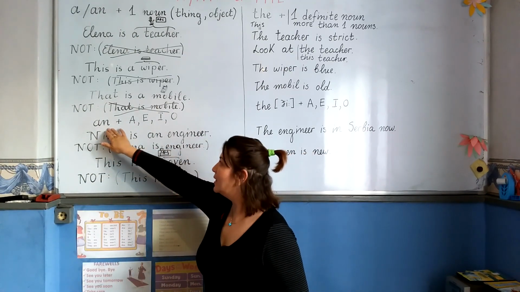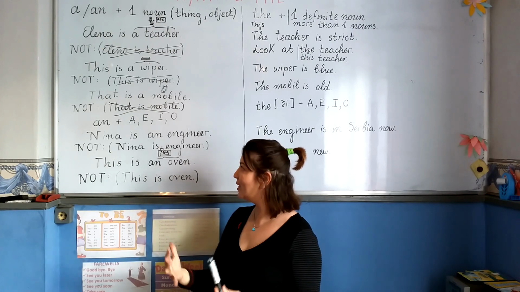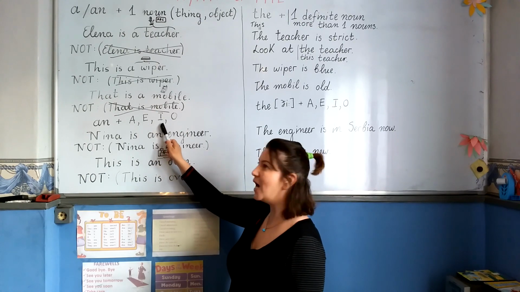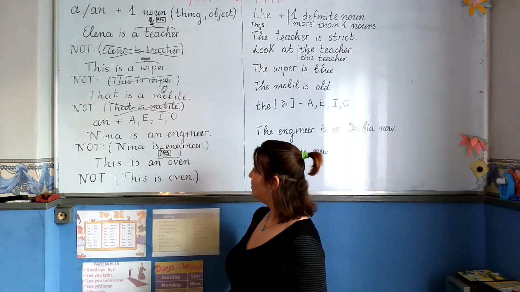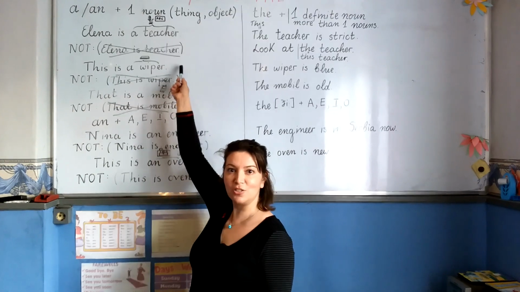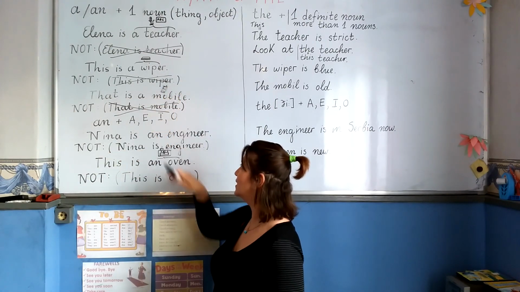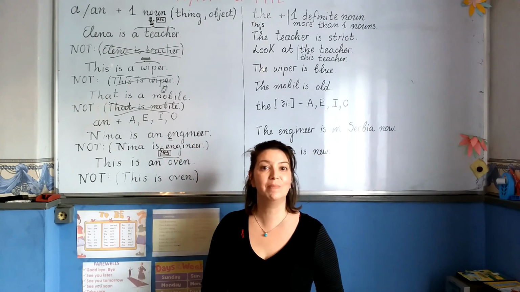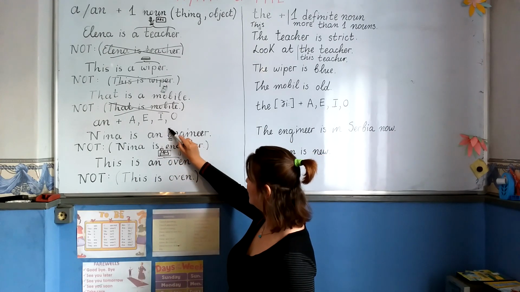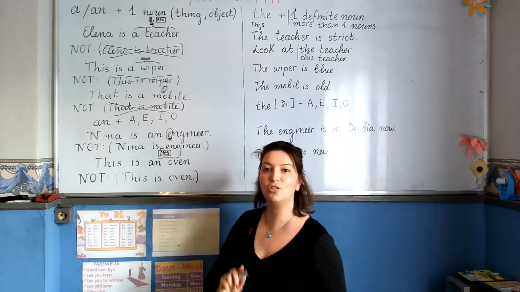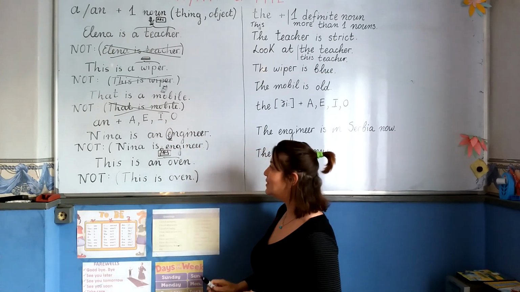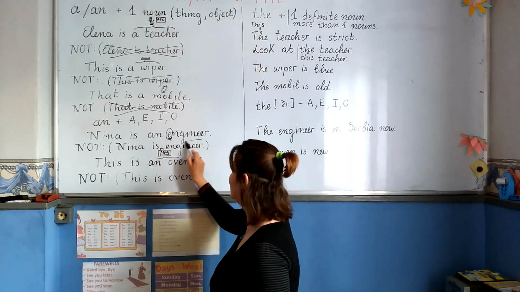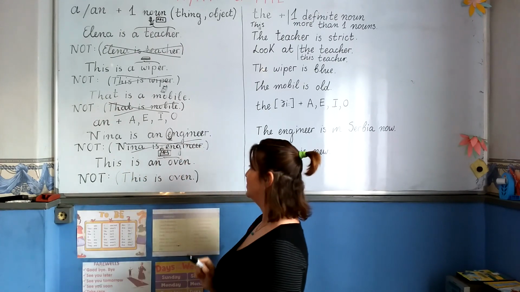We use an, not a, with a noun starting with A, E, I, O. For example, Elena is a teacher, but Nina is an engineer. We have an engineer because it is starting with E. Good. We don't normally say Nina is engineer. That's incorrect. Good.